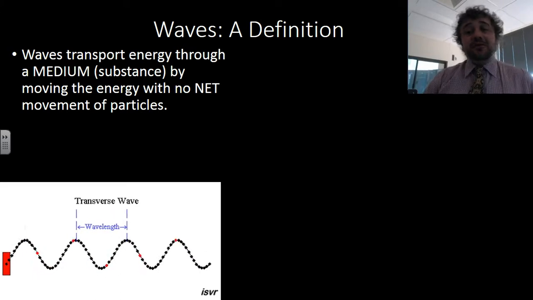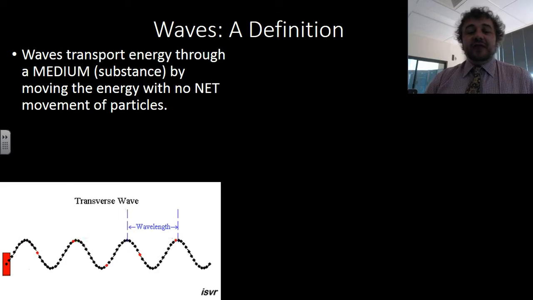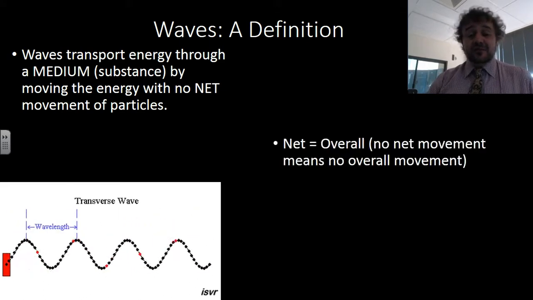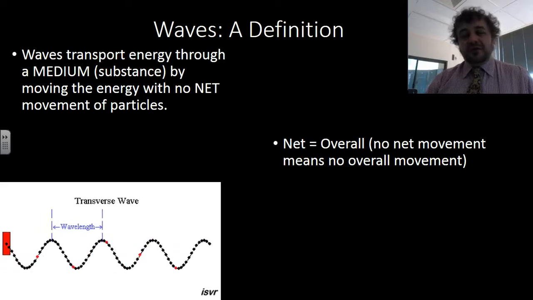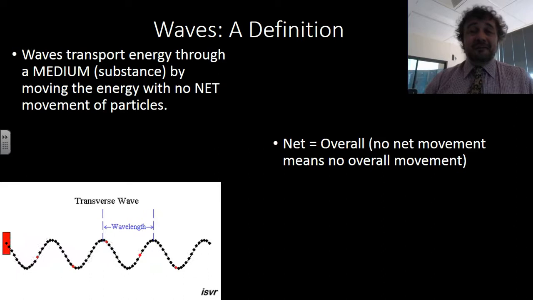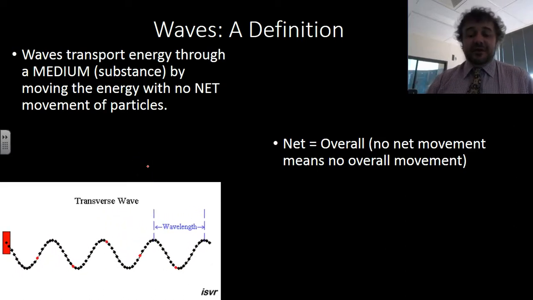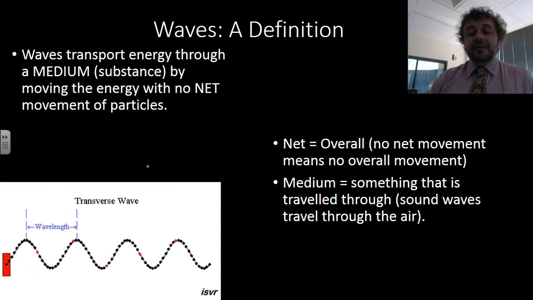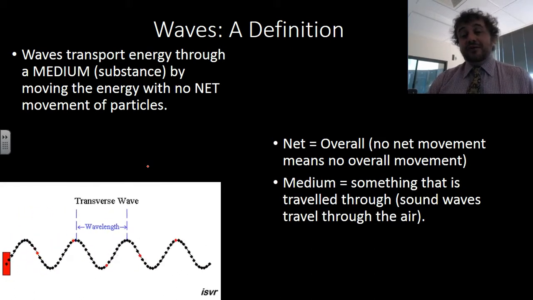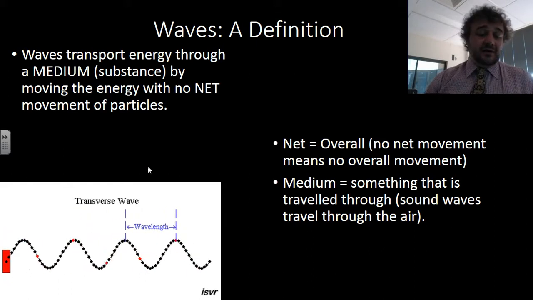Basically, waves transport energy through a medium, so substance, by moving the energy with no net movement of particles. So let's have a look at those two words first. Net means overall, okay? So there's no movement overall of the particles, which means the particles of the medium come back to the same place where they started. Medium is something that is traveled through. In other words, sound waves travel through air, light waves travel through space, and so forth.